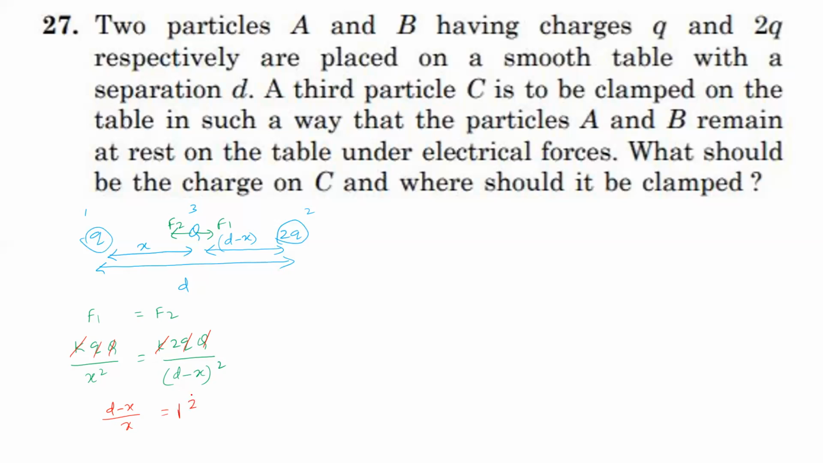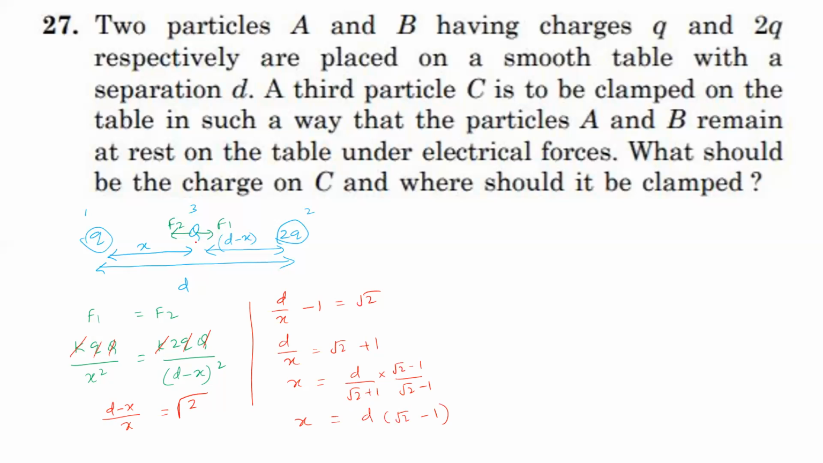By taking the square root, we get (d−x)/x = √2. Now listen here, d/x − 1 = √2, so that d/x = √2 + 1. Then x = d/(√2 + 1). By multiplying the numerator and denominator by the conjugate, √2 − 1 divided by √2 − 1, we will get x = d(√2 − 1).